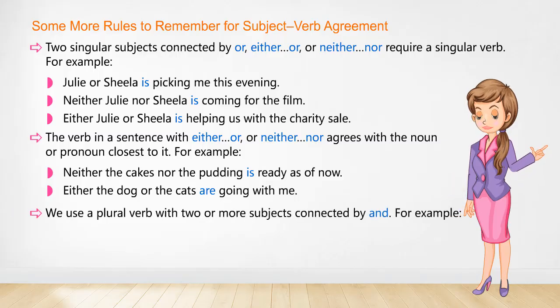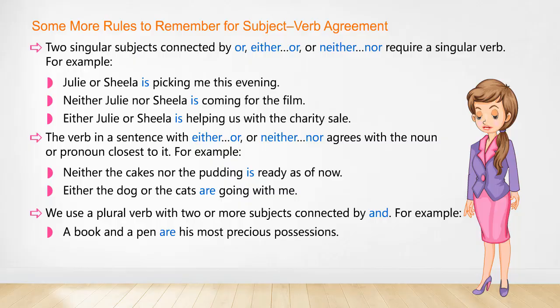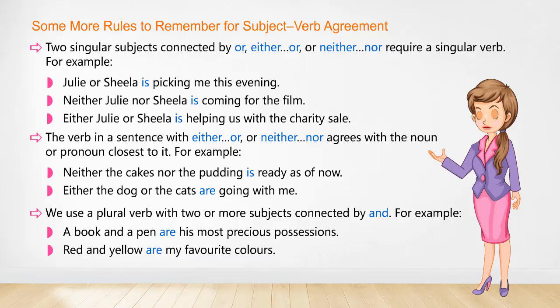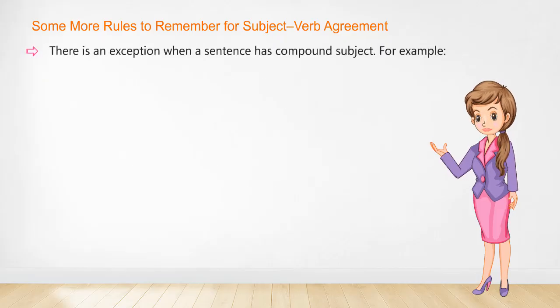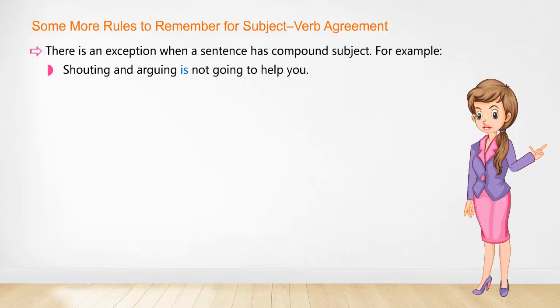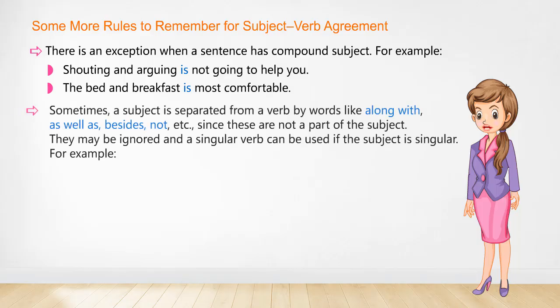We use a plural verb with two or more subjects connected by and. For example, a book and a pen are his most precious possessions. Red and yellow are my favorite colors. There is an exception when a sentence has a compound subject. For example, shouting and arguing is not going to help you. The bed and breakfast is most comfortable.